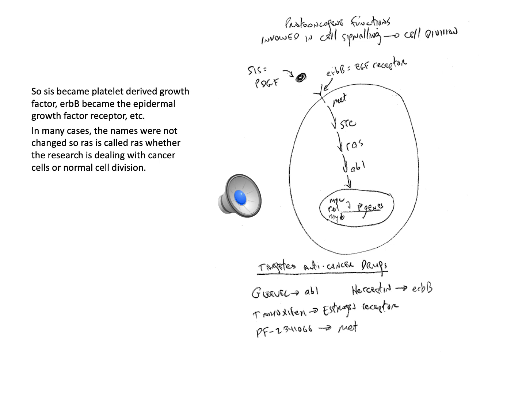Another one that came out is called Herceptin, which binds to ERB, or the epidermal growth factor receptor, which is defective in many breast cancers. Tamoxifen is another one, which binds to the estrogen receptor. We talked about that earlier, when we talked about gene expression. And there's a whole series of other ones. I'll just give you another example. This one, PF-2341066, is a drug that interacts with the mutated MET gene. So these are targeted drugs for targeted anti-cancer therapy.